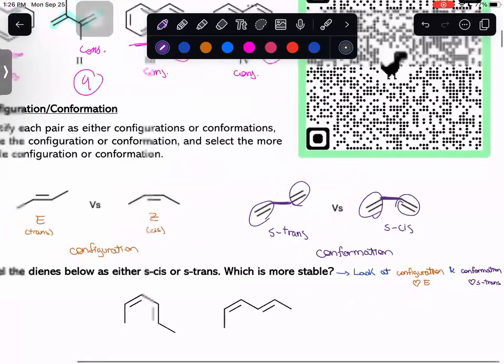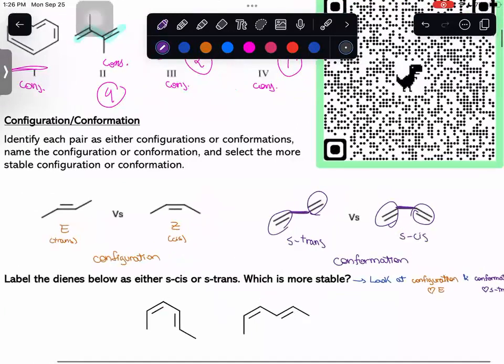Okay, so it's pretty simple. Any questions on this, conformation and configuration? Pretty good, pretty simple. We're still talking about the easy points on the exam.